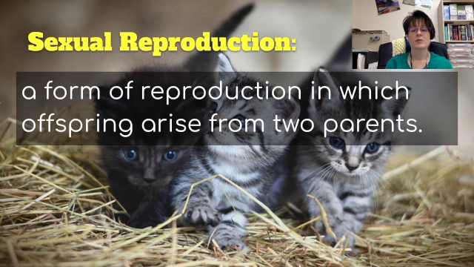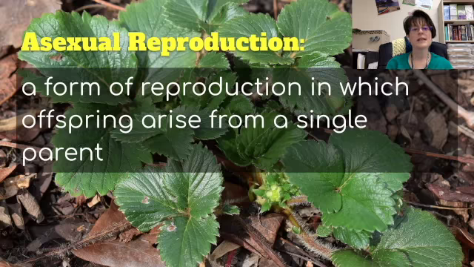All living things reproduce, and there are two types of reproduction. There's sexual reproduction, which is a form of reproduction in which offspring arise from two parents. And there is asexual reproduction, a form of reproduction in which offspring arise from a single parent. Now, with sexual reproduction, you get a lot of variety, okay? That's why in this room, we all look different, okay? Because that's the type of reproduction that God designed for humans.